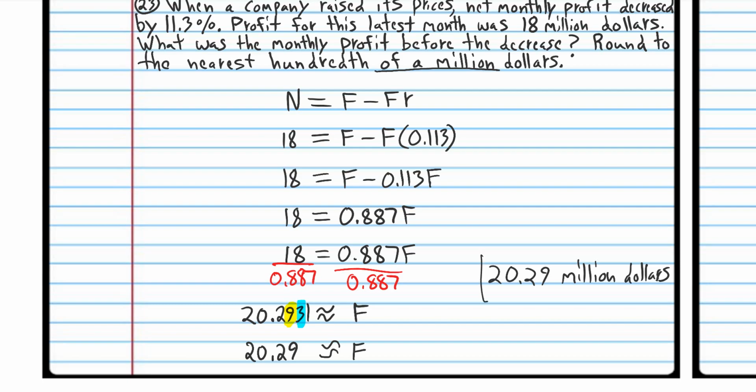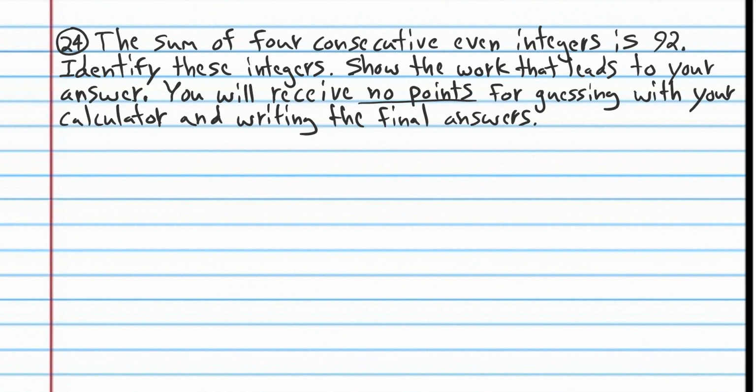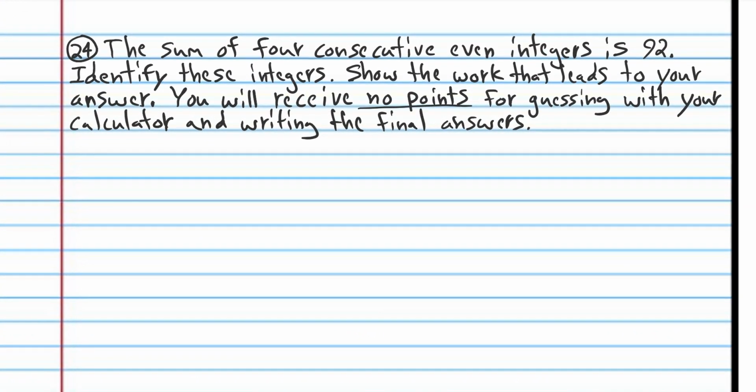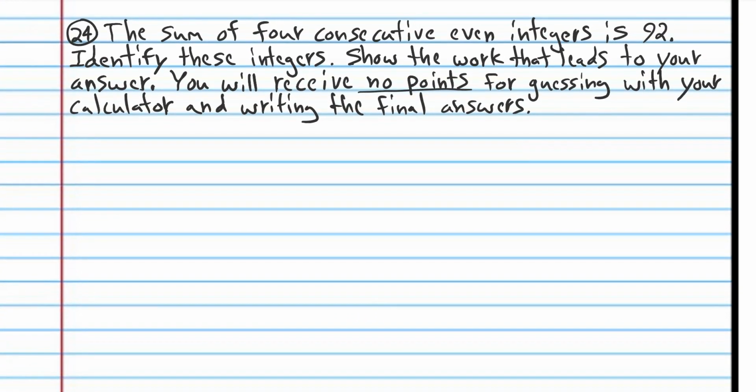of dollars. The sum of 4 consecutive even integers is 92. Identify these integers. Now, a lot of students will actually get their calculators out, and they'll attempt to add 4 integers and just guess what the integers are. And then they're going to write down the answer if they do find the answer. They might be able to find it quickly. They might not be able to find it quickly.